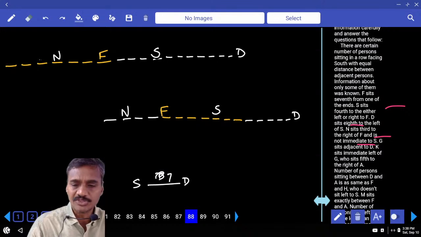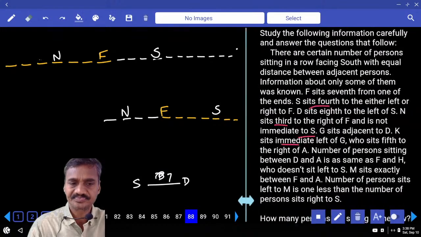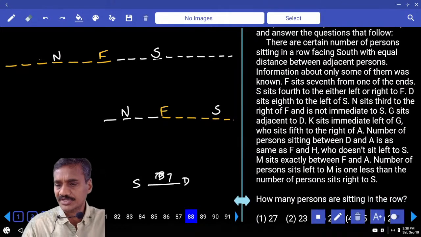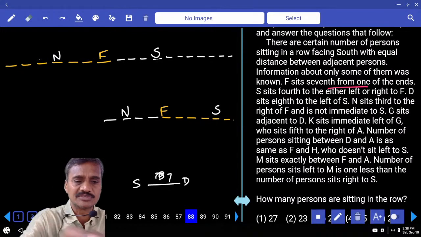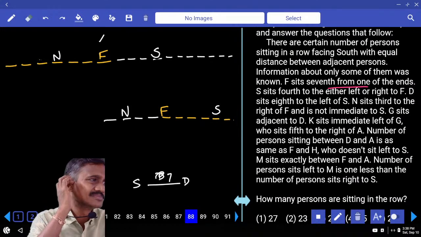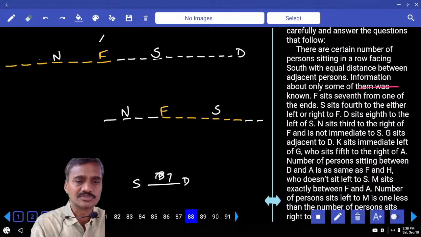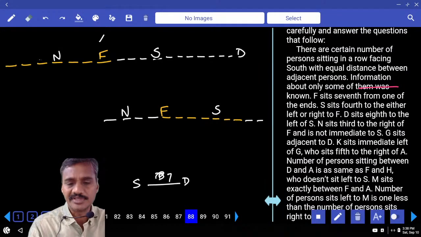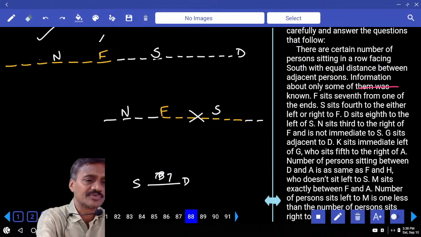D is eighth to the left of S because all the persons are facing south kada. F sits seventh from one of the extremes. Ikkada seventh from one of the extremes ayyadu kada. Second dantlo seventh from one of the extremes and appudu it nunchi raskuntam seventh from one of the extremes. Ee right hand side nunchi aithe manaki ayye chance ledhu. Okay, now this case ippudu ikkada manaki S is seventh from E undipoyindi.